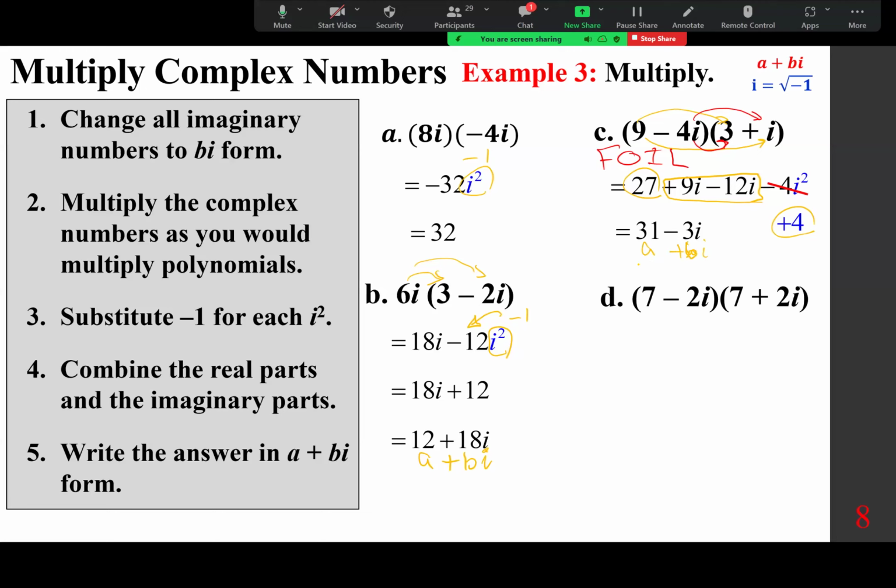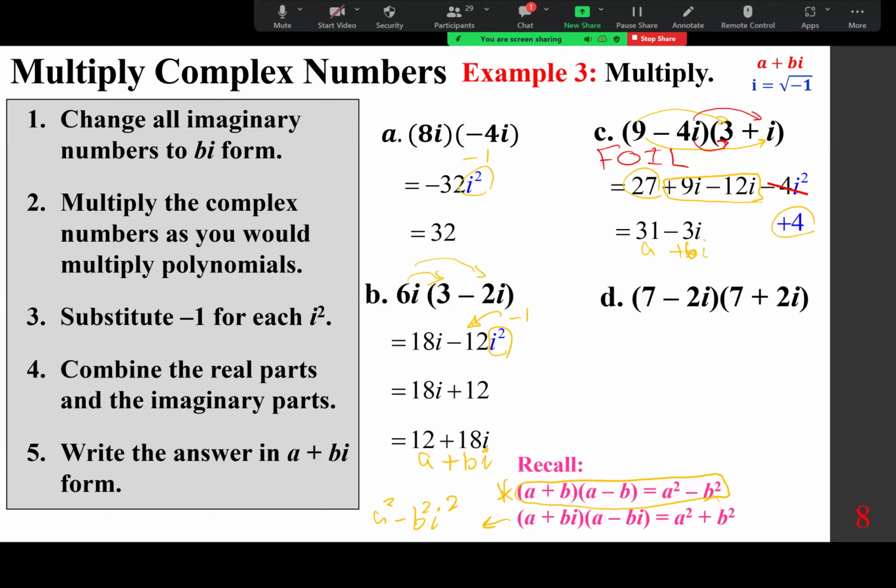We can do the foiling again, but the easy way out is to remember the identities. Recall a plus b times a minus b was a squared minus b squared. Everybody remembers that. So if we have a plus bi times a minus bi, we get a squared minus b squared i squared, which is a squared plus b squared.